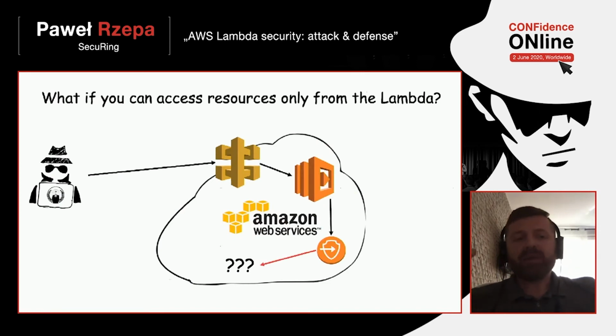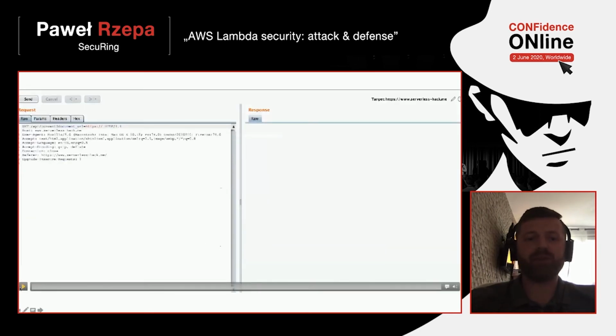But the problem is, what if you can access resources only from the Lambda? You have to know that the only place to write in the Lambda environment is actually the tmp directory. So there is no way to overwrite the Lambda code and then use it again. So what can be done? Let me show you a simple demo.